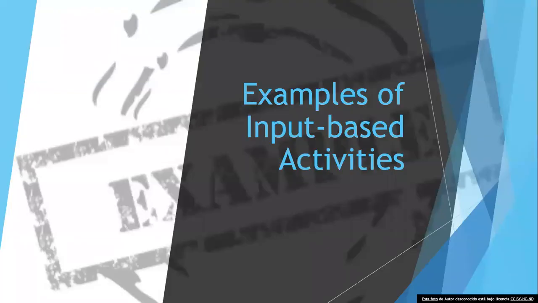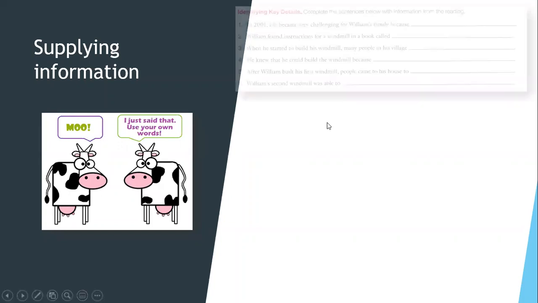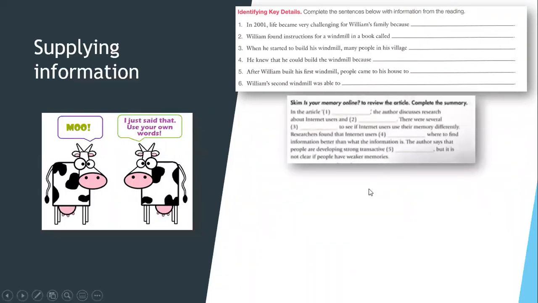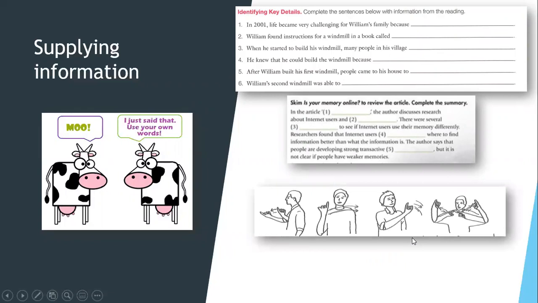Here are some examples of input-based activities. Supplying information. Supplying information are activities where students read or listen and then they complete ideas or answer questions. They complete text to summarize, or as we can see in this one, they exchange information with their classmates or they share information with the others to convey meaning.